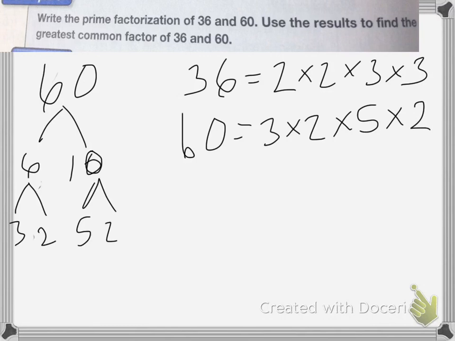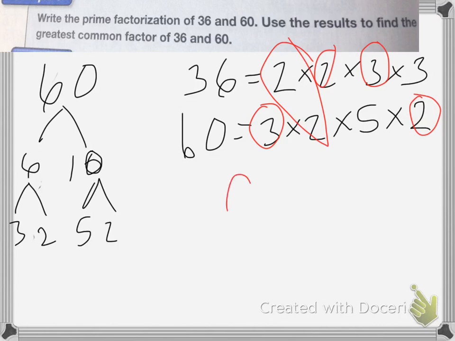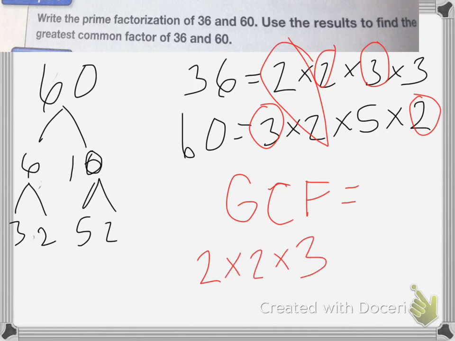So if I look, I'm going to circle all the numbers that are common. So 2 is common, and 3 is common. So my greatest common factor is going to be these numbers multiplied. So it's going to be 2 times 2 times 3, the 3 numbers that are common between them, which is equal to 12. So 12 is my greatest common factor. And that's it for this lesson.